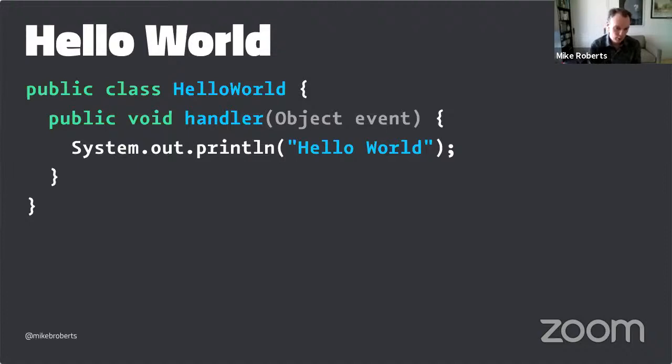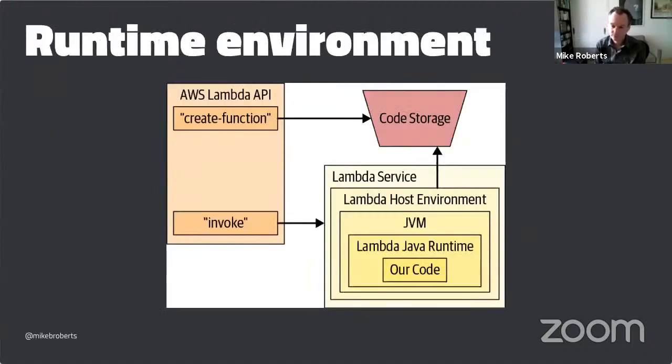So first of all, what makes this a Lambda is really just the basic type of method signature it has. It is a method that takes an event. And that really is all Lambda is. But because it doesn't have a public static void main, how on earth does this thing run? Well, to understand that, we need to know a little bit about the Lambda runtime environment.